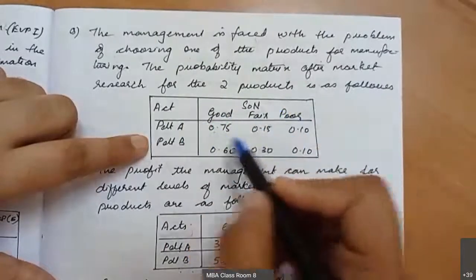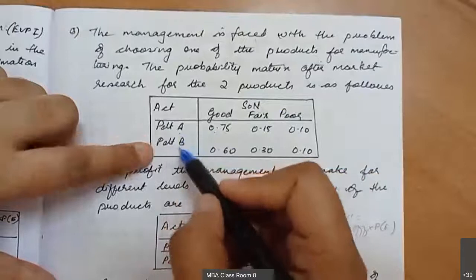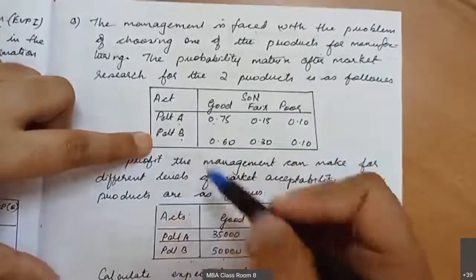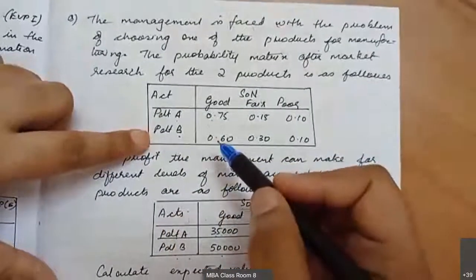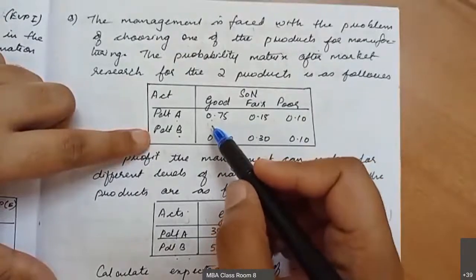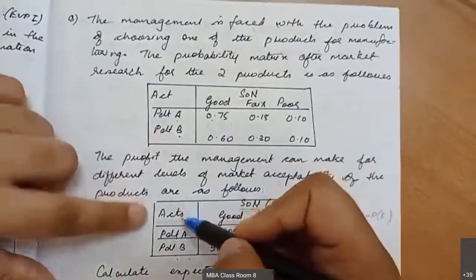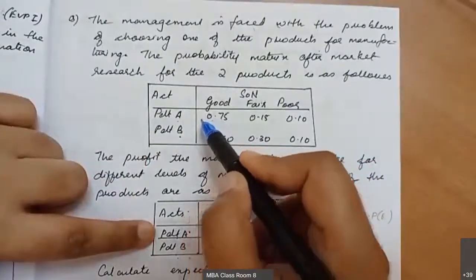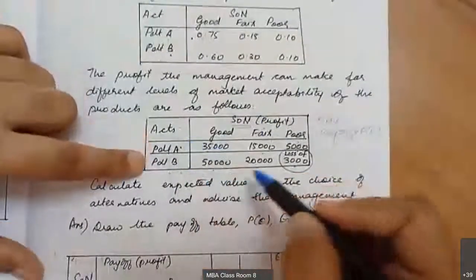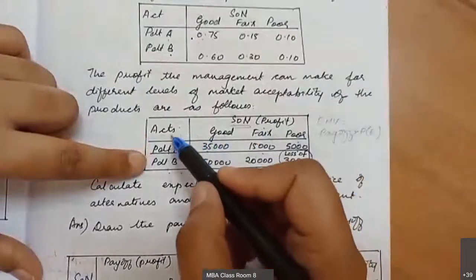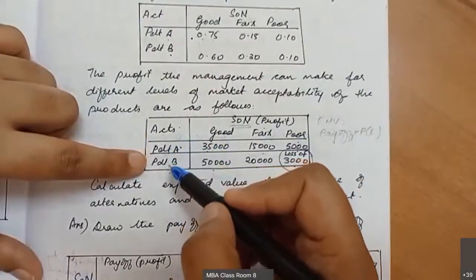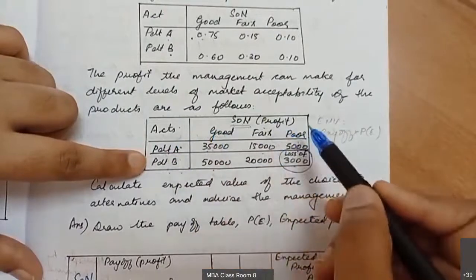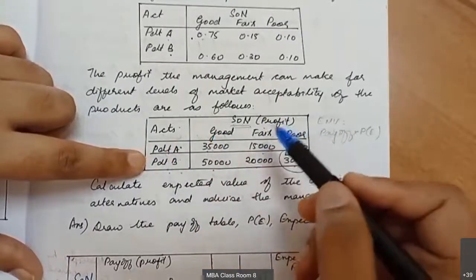Two probability sets are given. One is for product A, one is for product B. So when you multiply with the corresponding payoff, make sure that you multiply the corresponding payoff values of the product with the corresponding probability of the product. So here also the transpose we have to take because COA is given as the first column and then SON is given as the row-wise value. So just take the transpose.